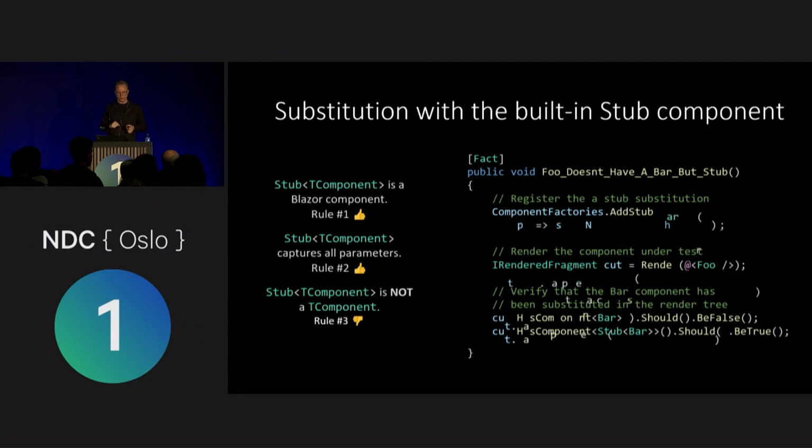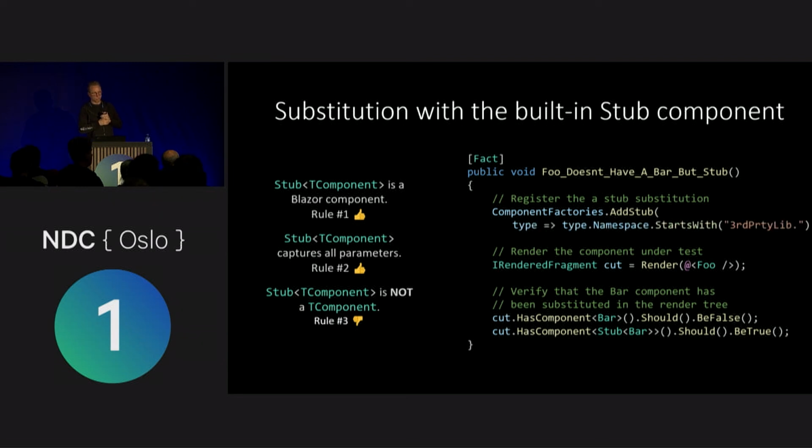Another thing you might want to do is stop out a whole set of components. Perhaps you want to stop out everything from a third-party vendor. And then instead of using the generic version of addStop, you use the non-generic version that takes a type predicate in, and you just say yes whenever you want to stop out a type, and no if you don't. So in this case, we're saying every type that lives in a namespace that starts with third-party library is going to be stopped out. Okay?